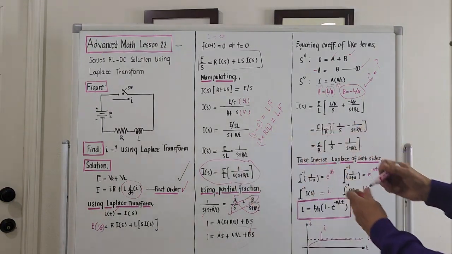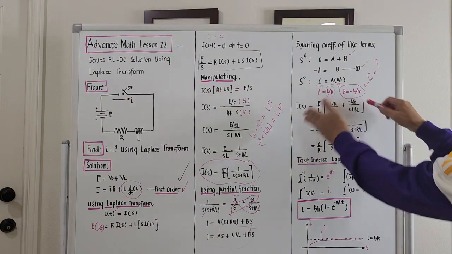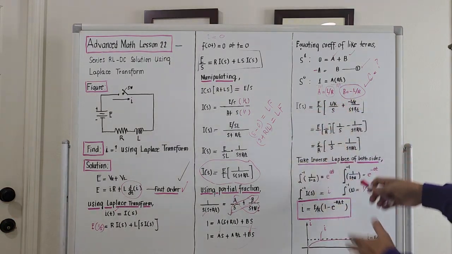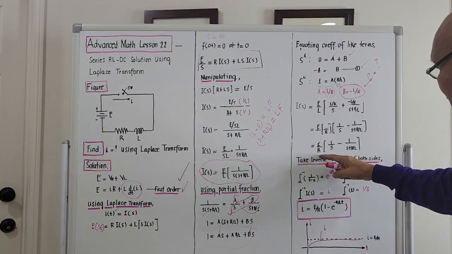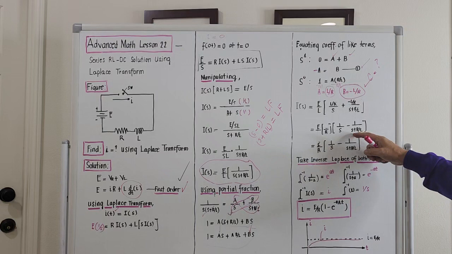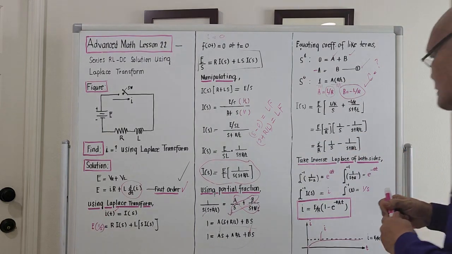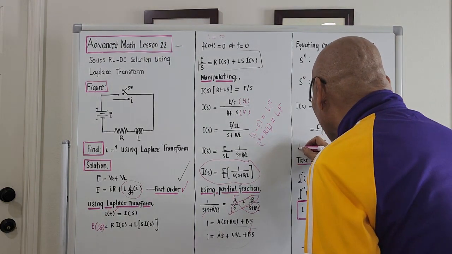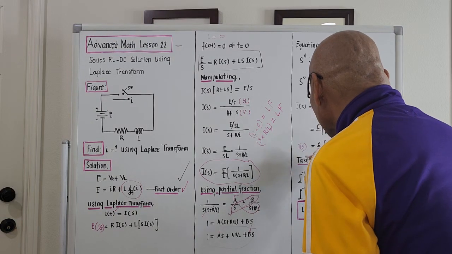So what remains as a coefficient is simply the ratio E over R times the quantity 1 over s minus 1 over s plus R over L. And this is actually capital letter I as a function of s.